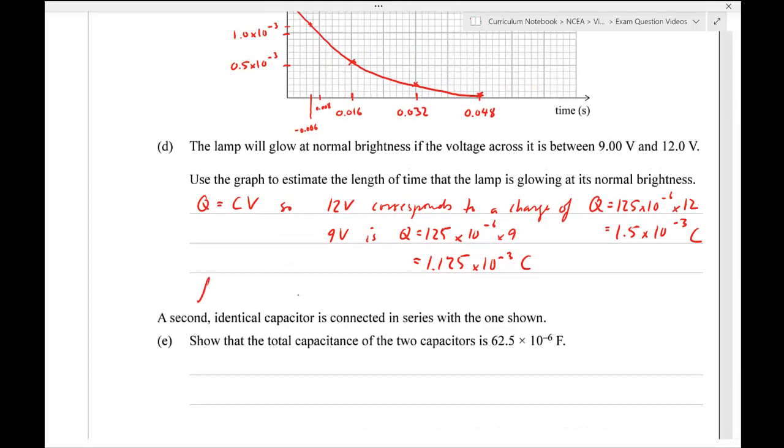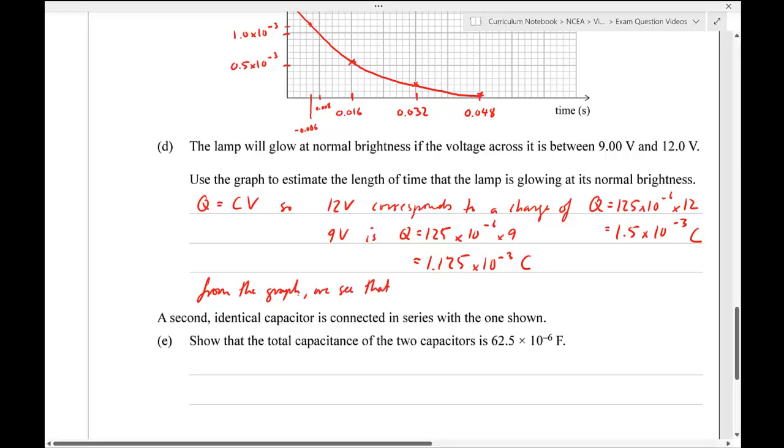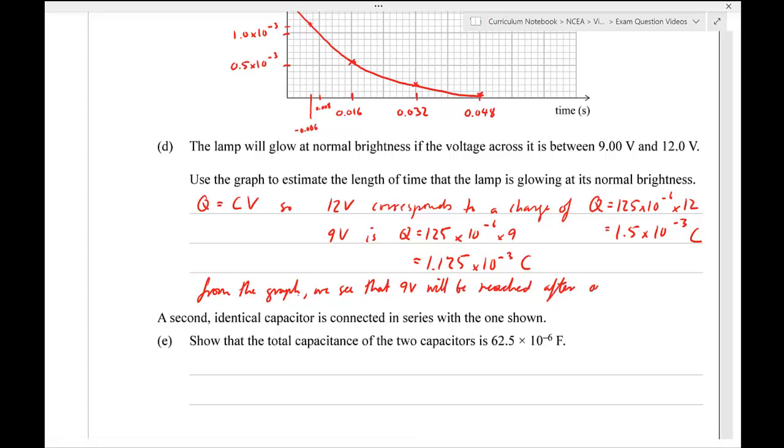So from the graph, we see that 9 volts will be reached after about 0.006 seconds, or 6 milliseconds.